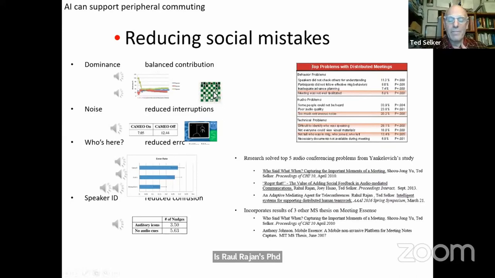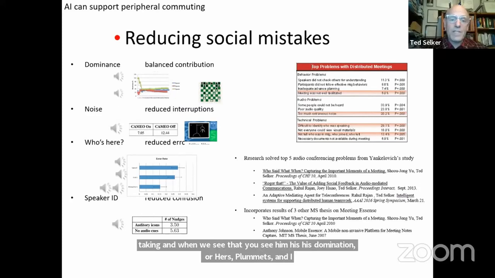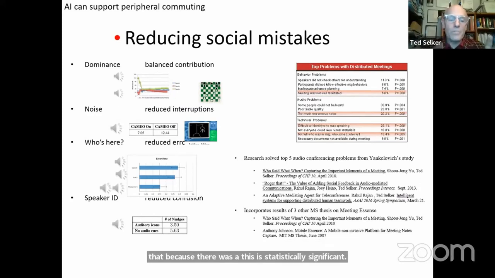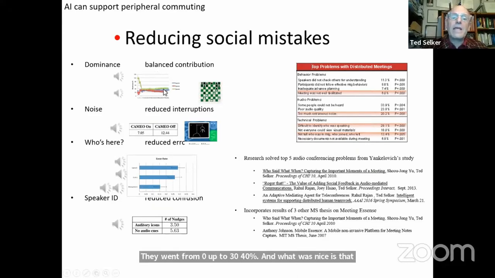In one example, we had a chess game, and we're very close to the end of the game. It's kind of a check or checkmate situation. We have these people discussing; they're on one side, I think they're black or something. You can see that this green line here is because one of the people is dominating the conversation. What we say to that person is, turn taking. And when we say that, his or her domination plummets. I say that because this is statistically significant. We had 12 groups of people do this. Their contribution reduced, and we said to the people that were not speaking, any thoughts? They started contributing, going from zero up to 30-40%. What was nice is that their collaboration, while it dropped off a little bit, continued, as opposed to being completely dominated by the person who thought they had the idea of how to fix this chess thing.